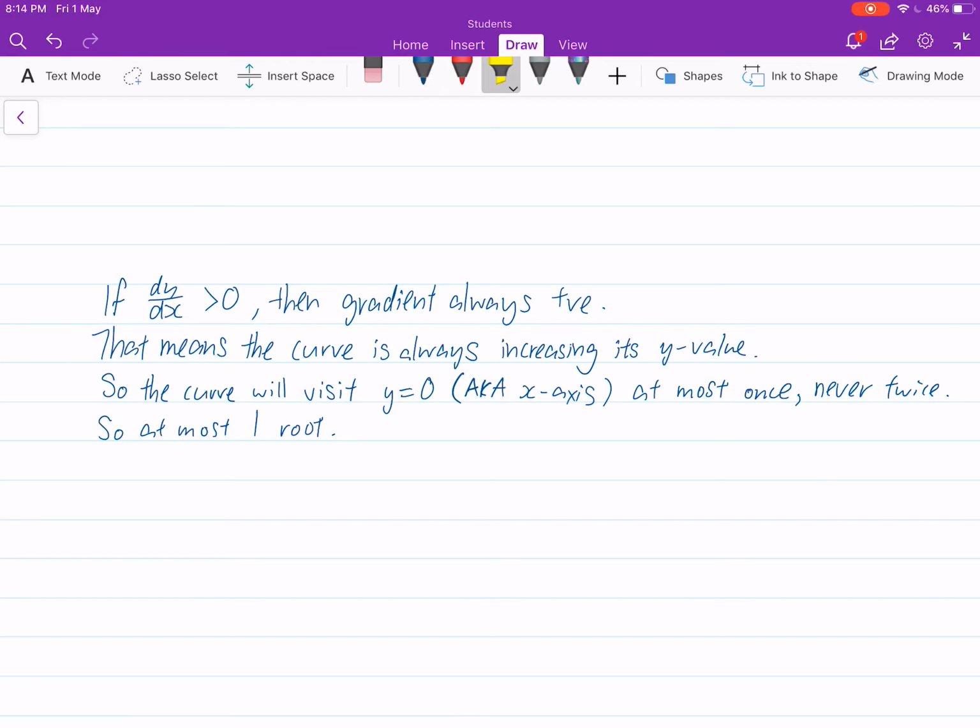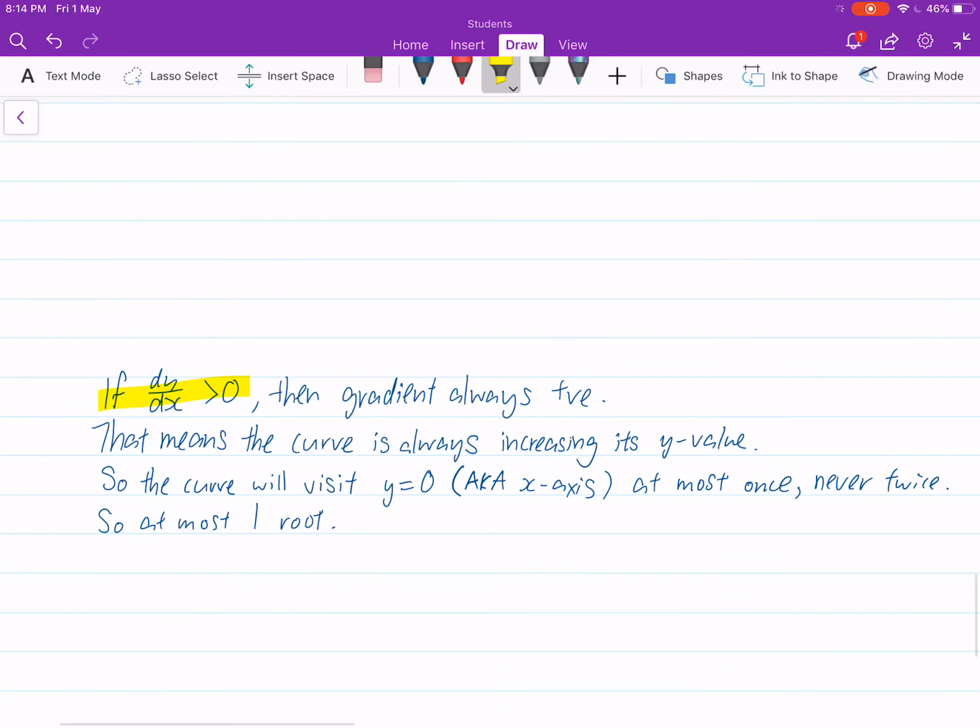Okay, we start off with this. This is given. So you tell me that dy/dx is greater than 0. I know that the curve probably looks something like this. I don't know, but it's always increasing. Recall that gradient is the line here. So long as the line is always going upwards, positive. The moment the line is parallel to the x-axis, then your dy/dx equals 0.